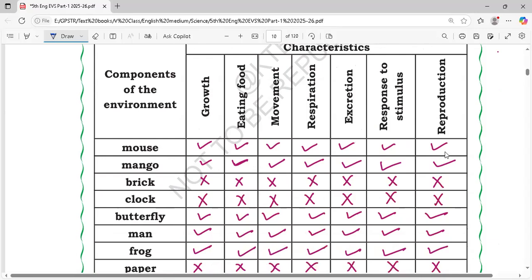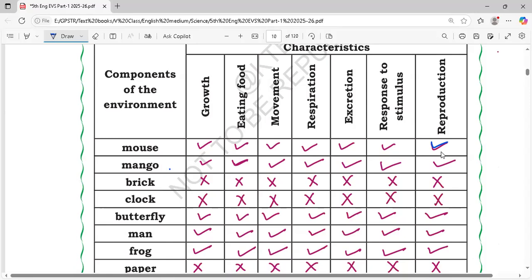Mouse has growth. It eats food. Mouse moves from one place to another place. Mouse can respire. It excretes. Mouse can respond to stimulus. Mouse will produce similar mice. That means reproduction.